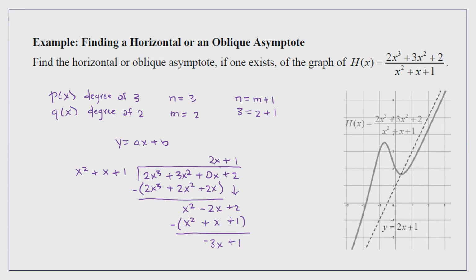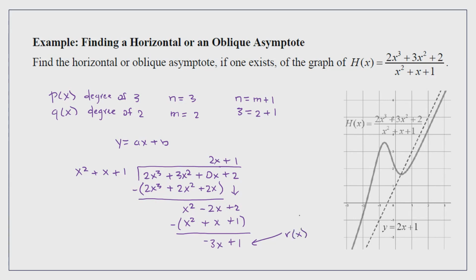And so I now am going to divide negative 3x by x squared, and I don't have a factor to add. So I know then that negative 3x plus 1 is my remainder. So this is my r of x.